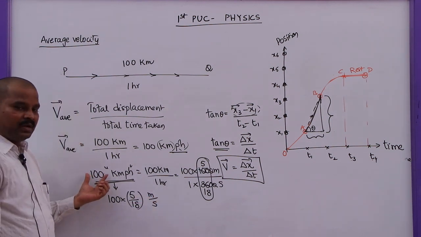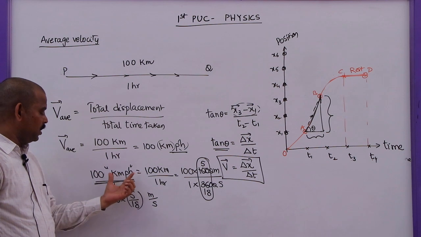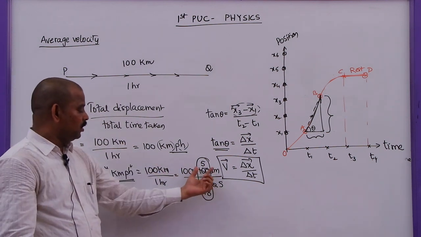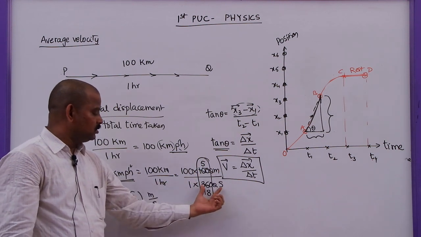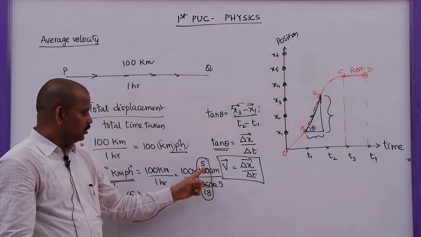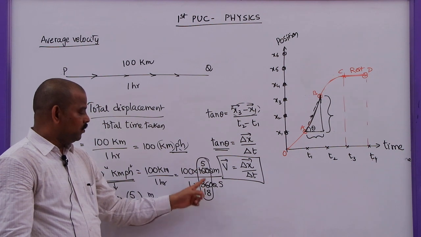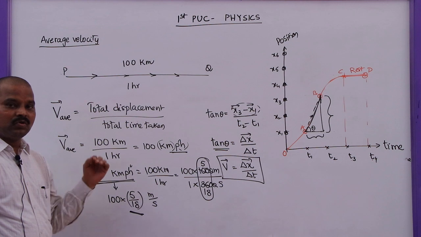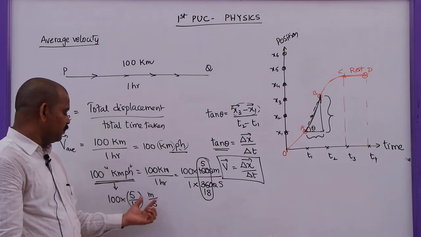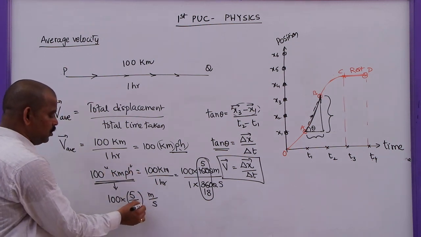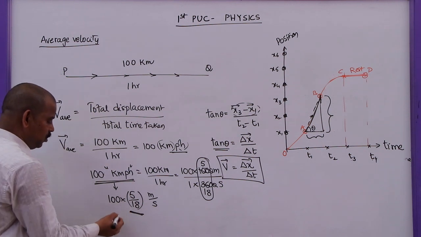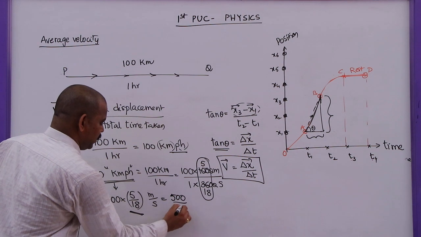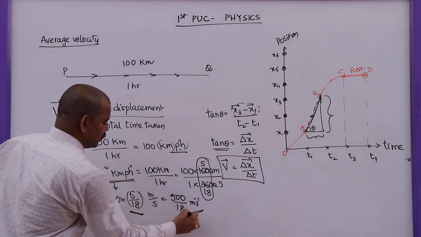So whenever the speed or velocity of a body is given in kilometer per hour, multiply with 5 by 18. Why are we multiplying with 5 by 18? Kilometer means 1000 meters, hour means 3600 seconds. If you cancel these two, you will get that conversion factor which is equal to 5 by 18. So this is called the conversion factor. To convert kilometer per hour into meter per second, we need this value. So now this will be 100 into 5, 500 by 18 meter per second.